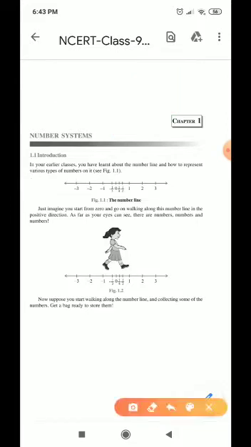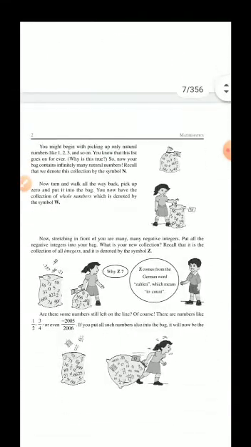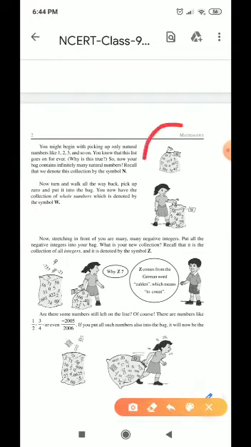Here also, suppose one girl is moving along this positive side, so she collected all the positive numbers and put them in a bag. That means now the bag contains all the positive numbers. That is denoted by capital N. That means the bag contains all natural numbers. Now, when the girl put 0 in the bag, the bag becomes the set of whole numbers, denoted by capital W.